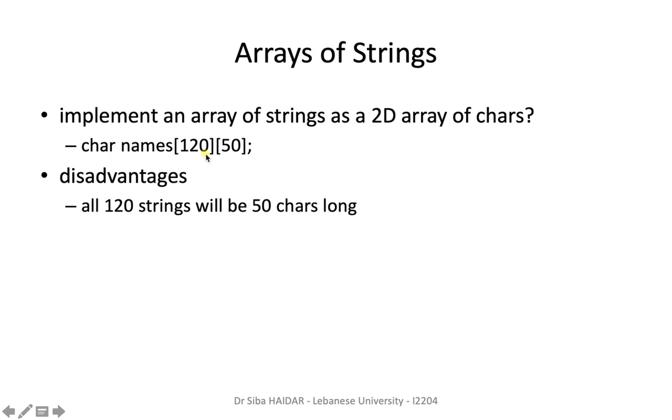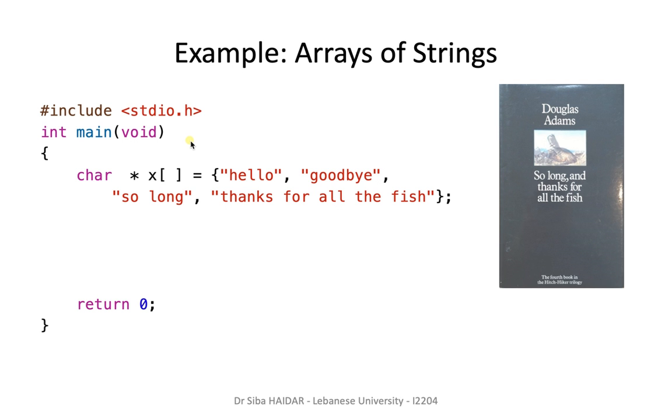This representation of the array of strings has disadvantages. The most important one is that all the 120 strings will be of 50 characters long. Even Ava, which needs only 4 places for the E, V, A, and \0, will have 50 places reserved in the memory. So let's see an example in order to illustrate what we are talking about, by reference to the Douglas Adams book, So Long and Thanks for All the Fish.